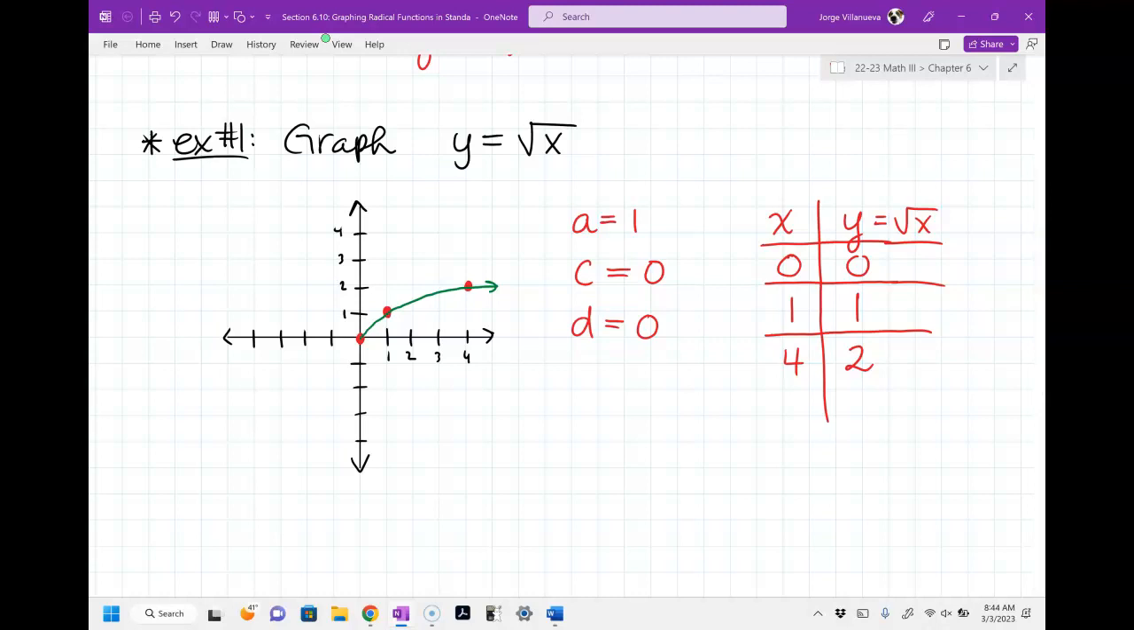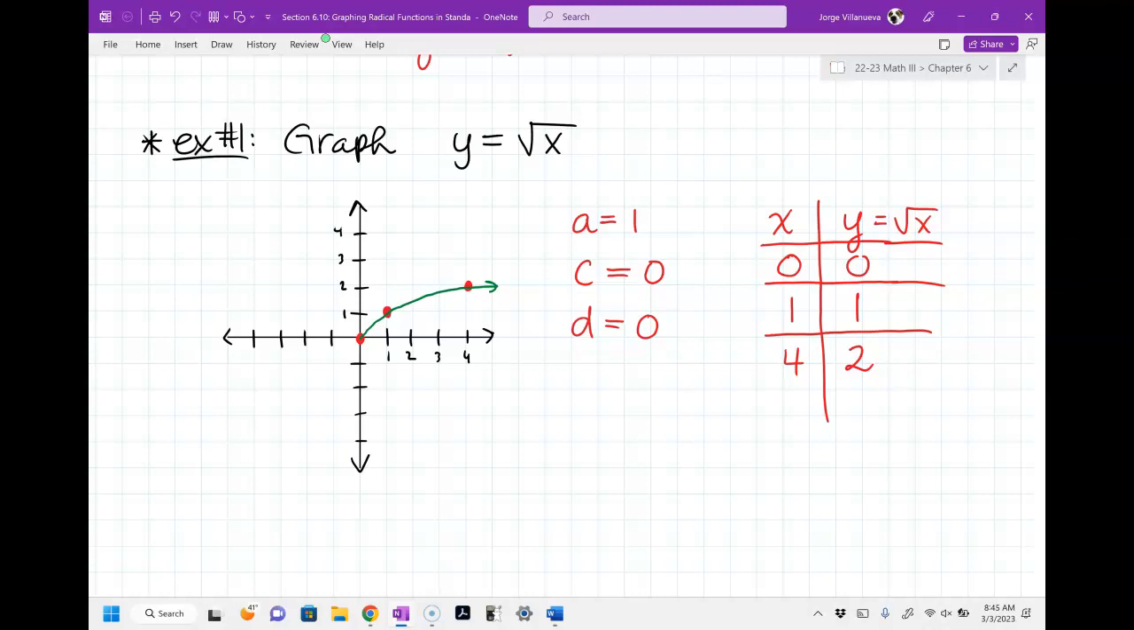Now the next number I would want to try is a 9, because the square root of 9 would be 3. But notice I'm out of space if I have to put a value at x equal to 9. Right? So that's why you don't want to jump too far ahead.